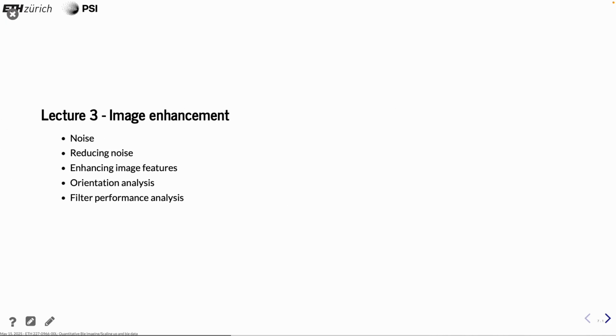Then in lecture 3, I talked about image enhancement, and before that, I actually introduced the topic of noise, and noise is present in all our images. And then I went on to how to reduce the noise in order to make our analysis more straightforward and less ambiguous, and also how we can use filters to enhance image features and even do orientation analysis. And then I came back to performance analysis. How good is the filter, or what should you watch out for when you do filtering, so as not to invent new structures.